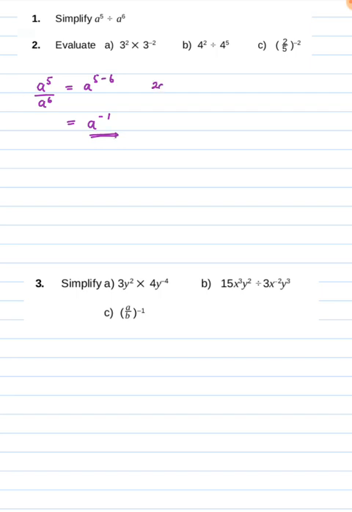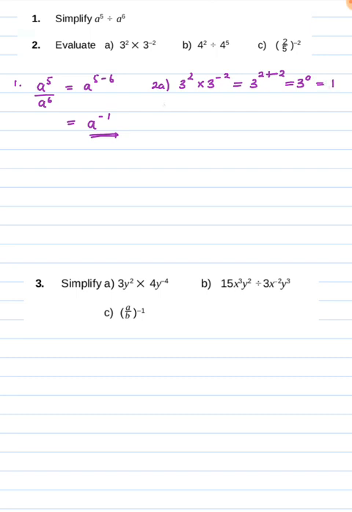And then we go to number 2a. We have 3 to the power 2 multiplied by 3 to the power of minus 2. So this one becomes 3 to the power of 2 plus minus 2. If it is a plus minus, it becomes minus. So it becomes 3 to the power of 0, which is the same as 1.